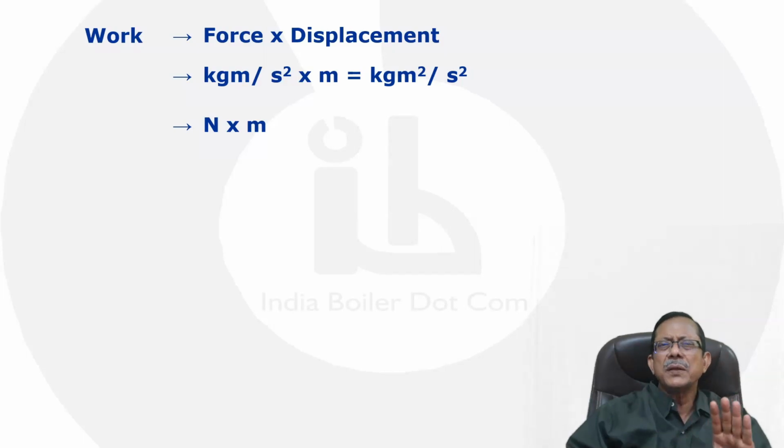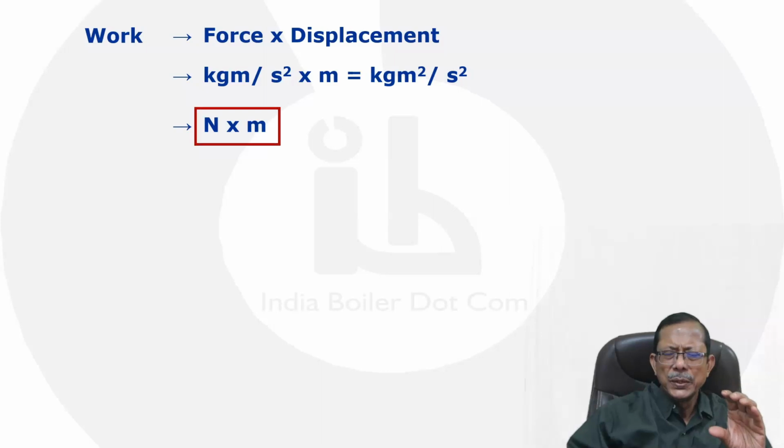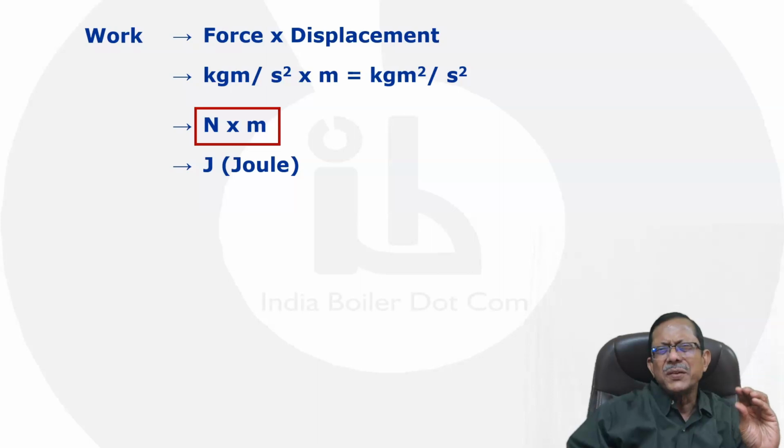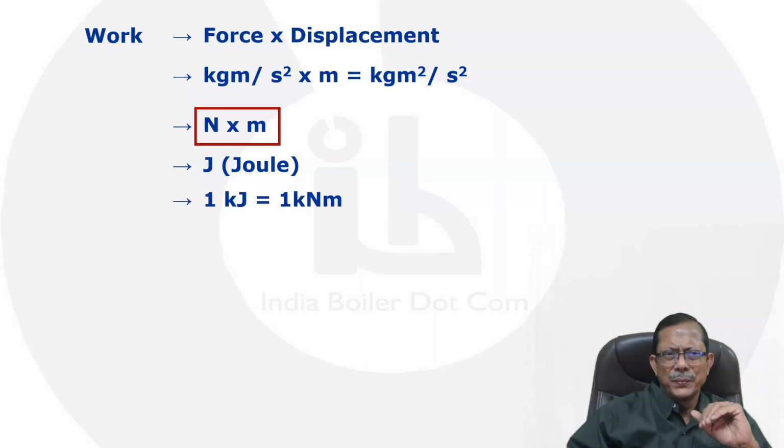Now Newton meter again is expressed as Joule, right? This is known as Joule with a capital J. So in SI unit, any unit with the name of a scientist, right? Newton, Pascal, Joule, these are all to be written with a capital letter. Okay. Now, again, Joule is a very small unit, so more often than not we use kilojoule. Okay, 1 kilojoule is 1 kilonewton meter.